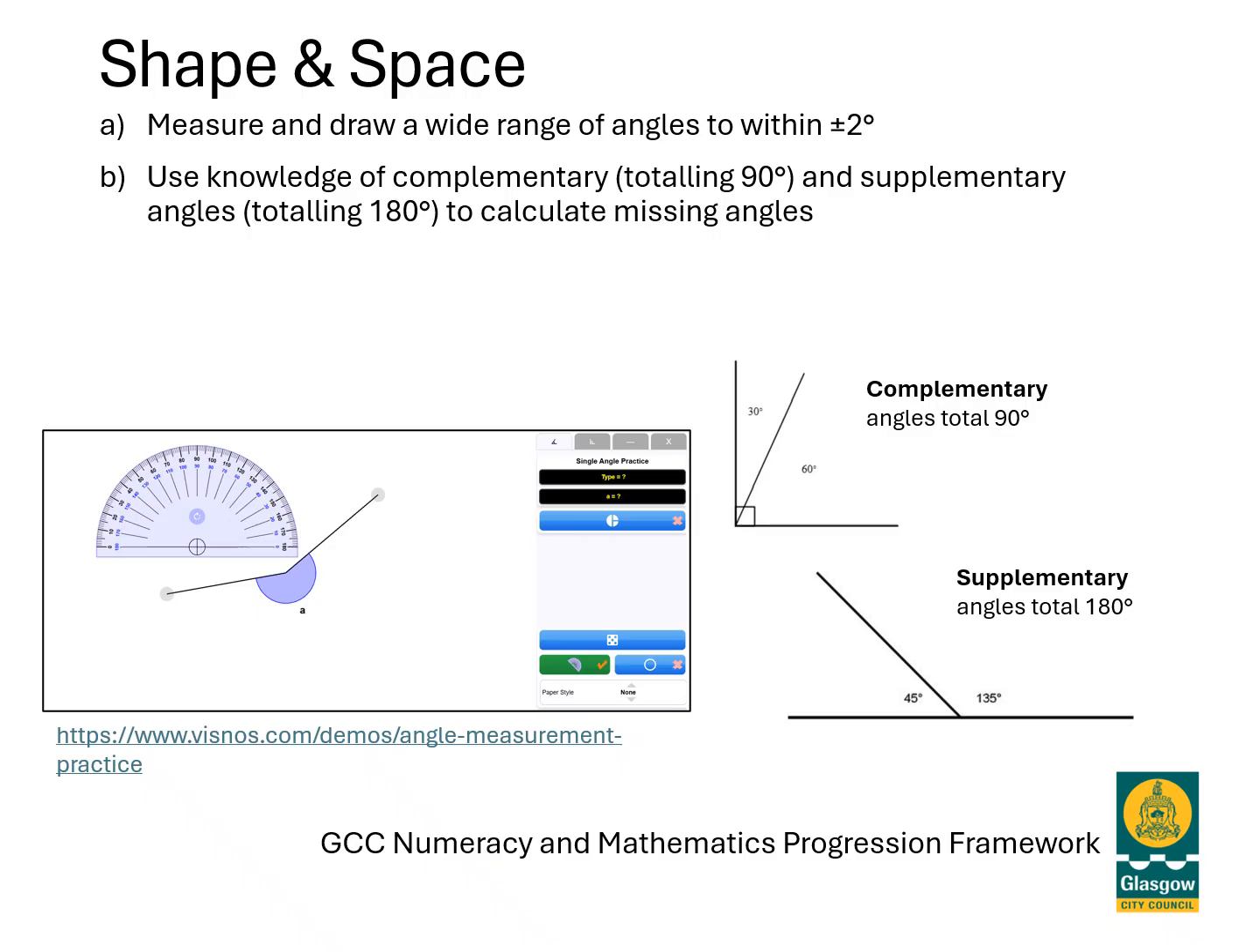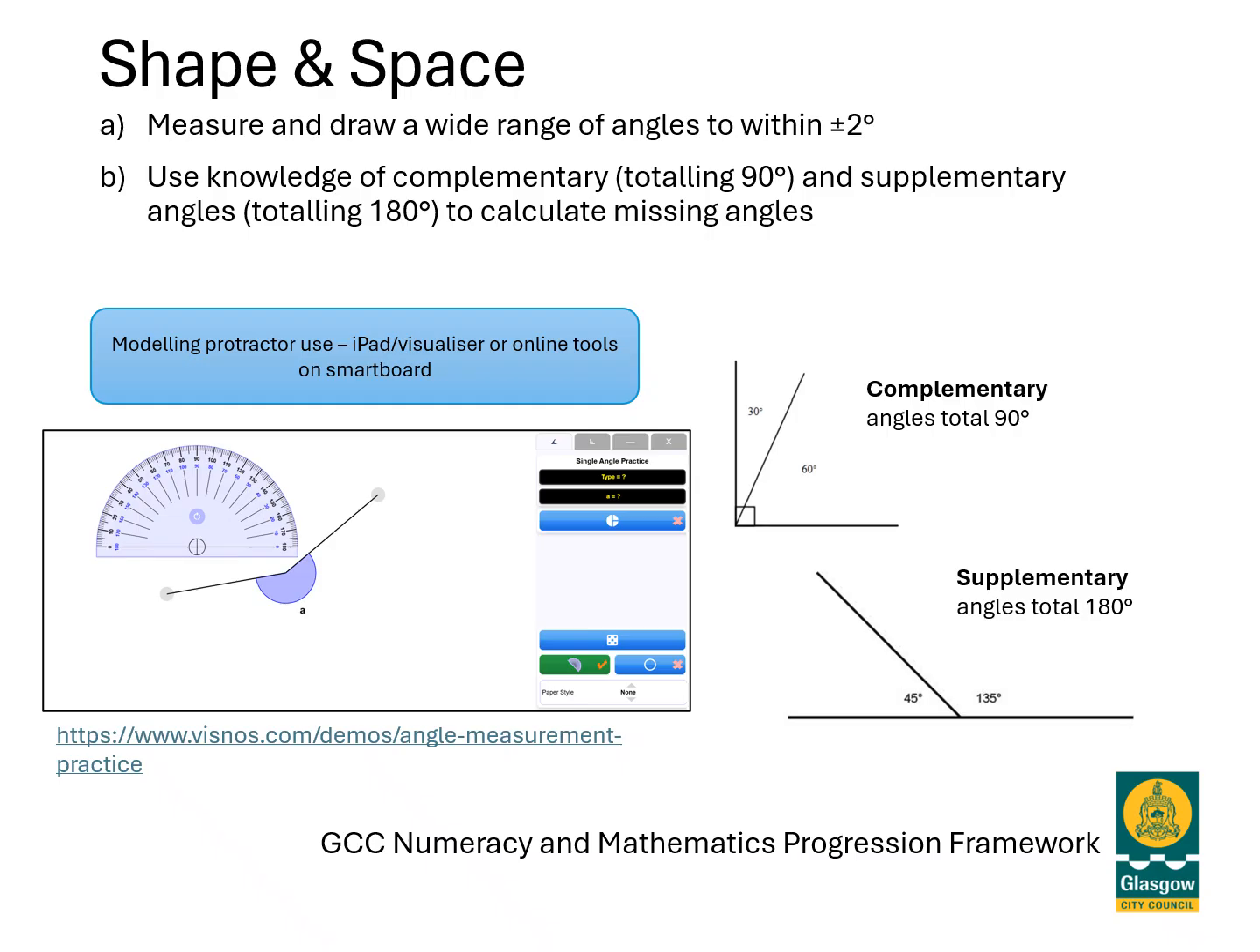We're also introducing in primary 7 2 new vocabulary items. There's lots of vocabulary associated with shape and space. Here we've got complementary and supplementary angles, and these two describe angles which total 90 degrees and 180 degrees respectively. Okay, and so the type of activity we usually see around those is missing angles, and of course in that case we are using our addition and subtraction knowledge as well. Good.